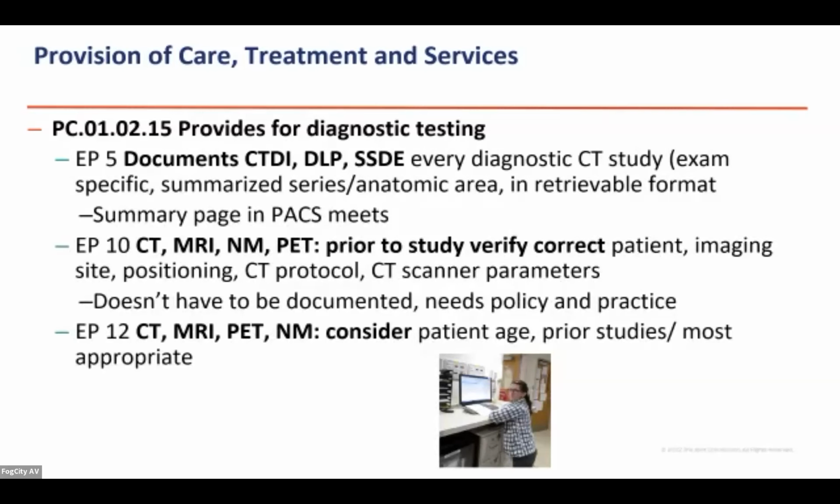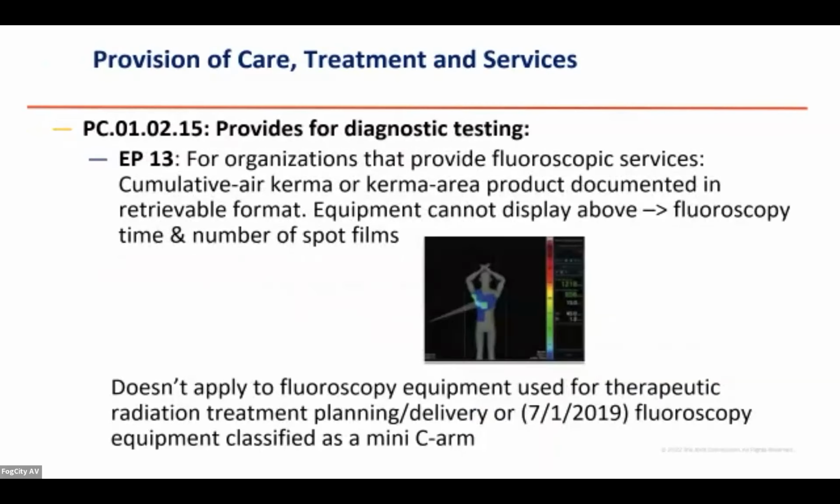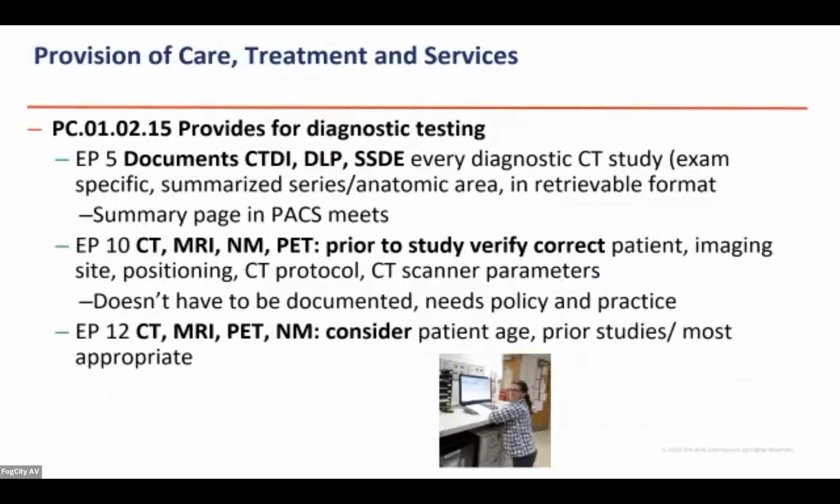And I know somebody's going to tell you about putting the area of interest in the middle of the field, and that you're picking the correct protocol for what it is the doctor would like to see, and that you're picking the correct parameters. So this doesn't mean that you have to document this. It just means that you've got a policy that talks about doing it, and that you, in fact, are able to tell the surveyor how you use it, how it fits into your process. The same for EP12.